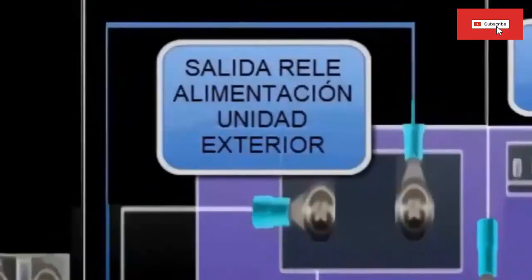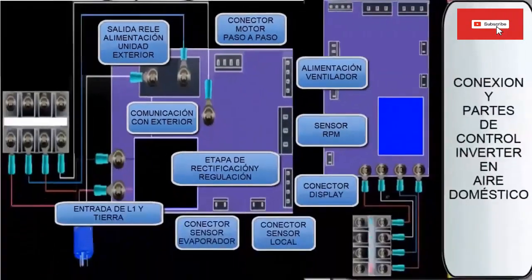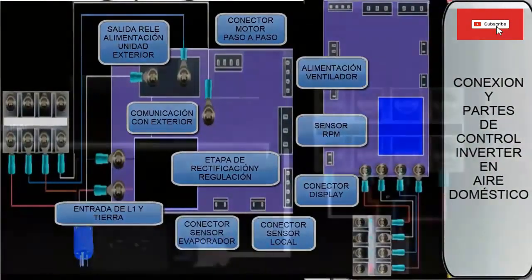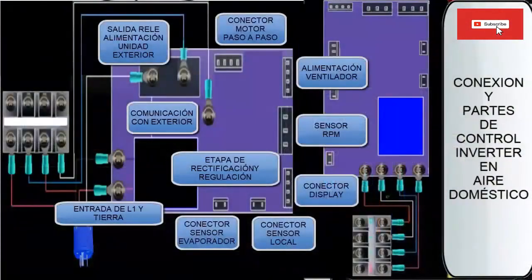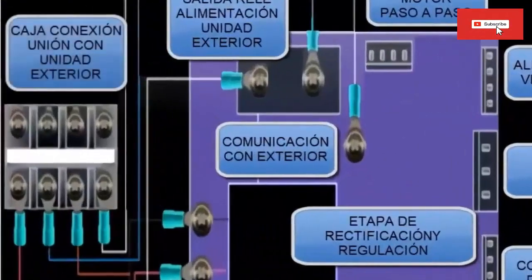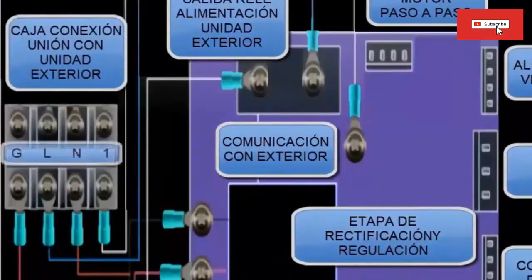10. Power relay, to supply power to the outdoor unit. In this case we are talking about an air conditioner that is powered by electricity from the evaporator unit. 11. Connection box to communicate the indoor unit with the outdoor. In this part we have power supply, ground and communication cable.